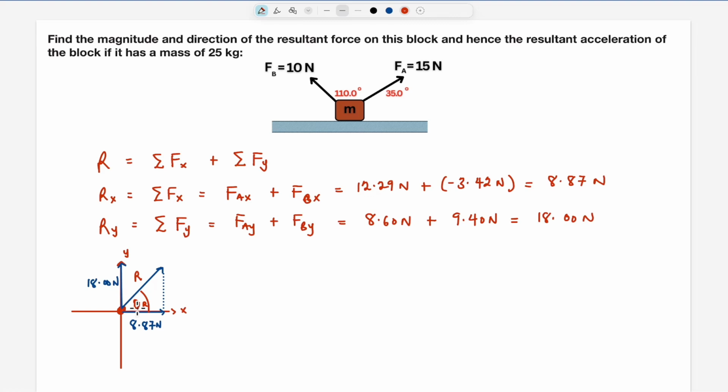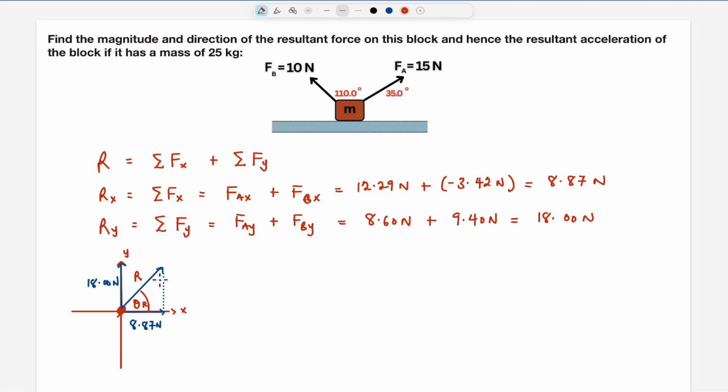You may have heard about equilibrant force. That is the force needed to balance this resultant force. It's always the negative of the resultant force and it is going to point in the opposite direction, okay? And that is our equilibrant force. But we are not looking at that today. What we are doing is to find the resultant force and its direction.